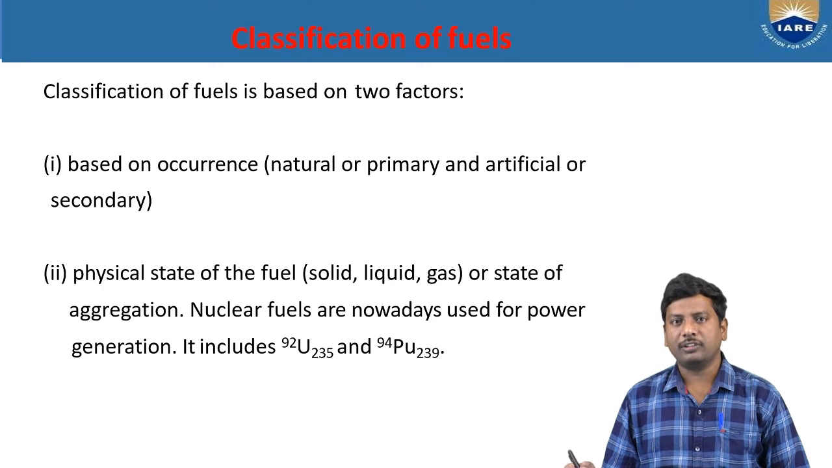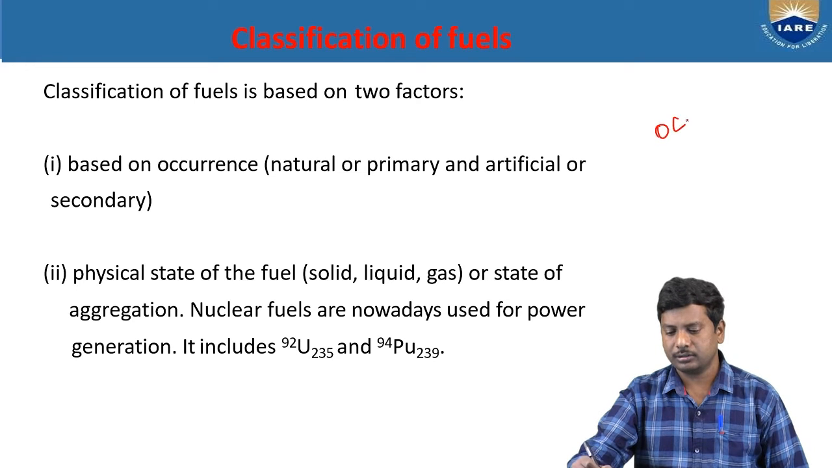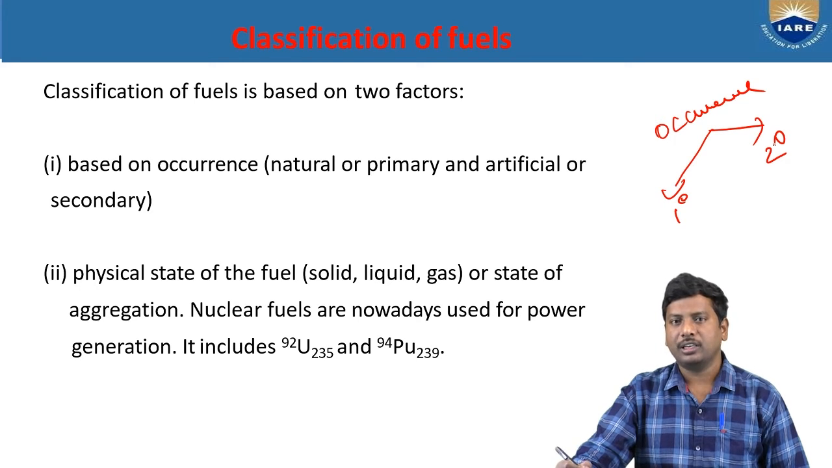Now we see the classification of the fuels. First one, based on the occurrence: natural or primary fuels, and second, artificial or secondary fuels. First of all, we see the occurrence of the fuels: primary and secondary. Primary means the fuels obtained directly from nature. Those are called primary fuels, natural fuels.